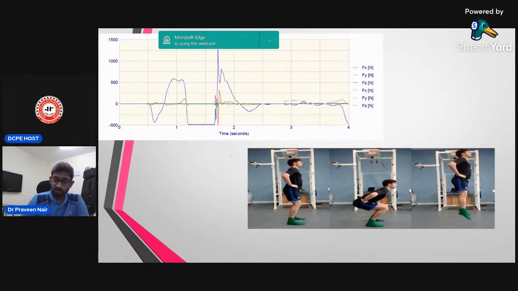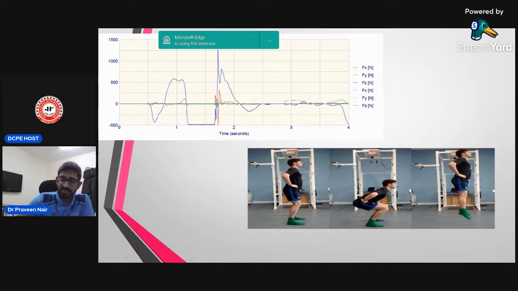I will start with the counter movement jump. This is the simplest test which is used to assess the explosive strength of a player. Especially if I want to measure the explosive strength of a sprinter, of a long jumper, I will ask the athlete to perform this kind of counter movement jump.